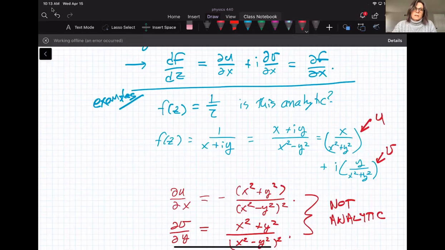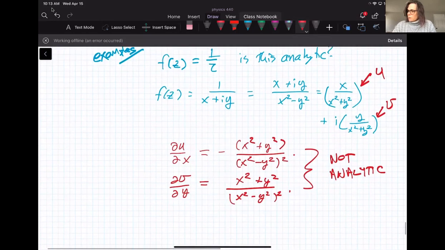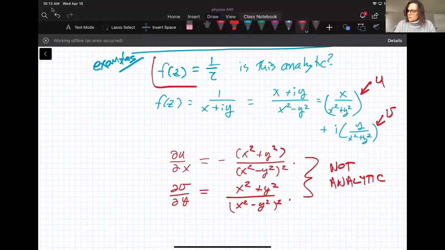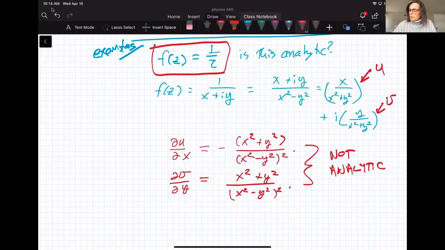One of the reasons we start with this function as an example of non-analyticity is because of the role it plays with the Cauchy integral theorem, and eventually the residue theorem, and how we're going to transform these integrals into algebra. So this is a first, basically a check. All right, straightforward?